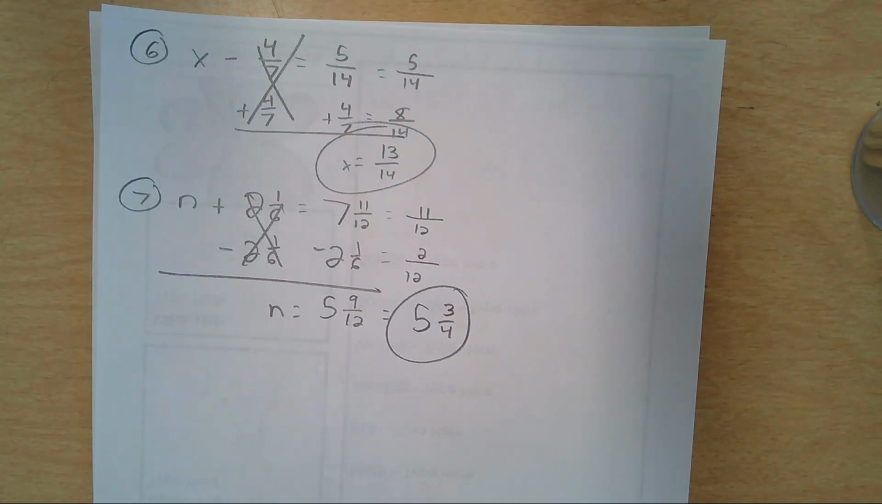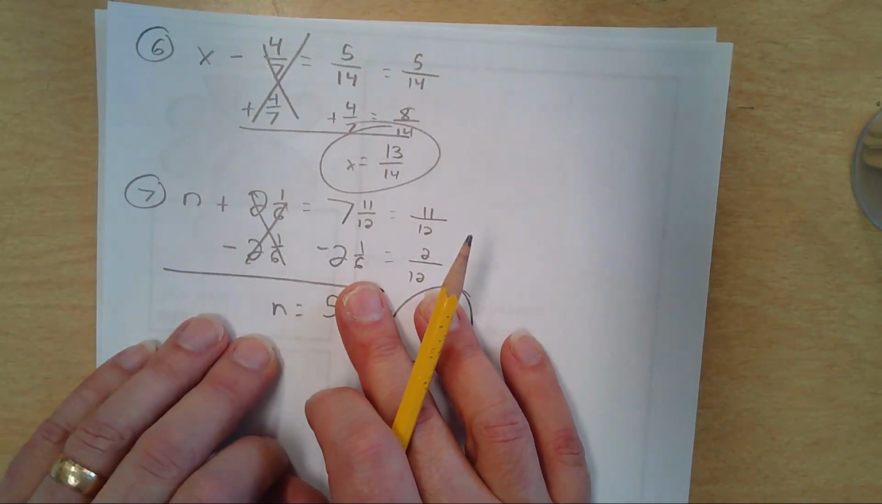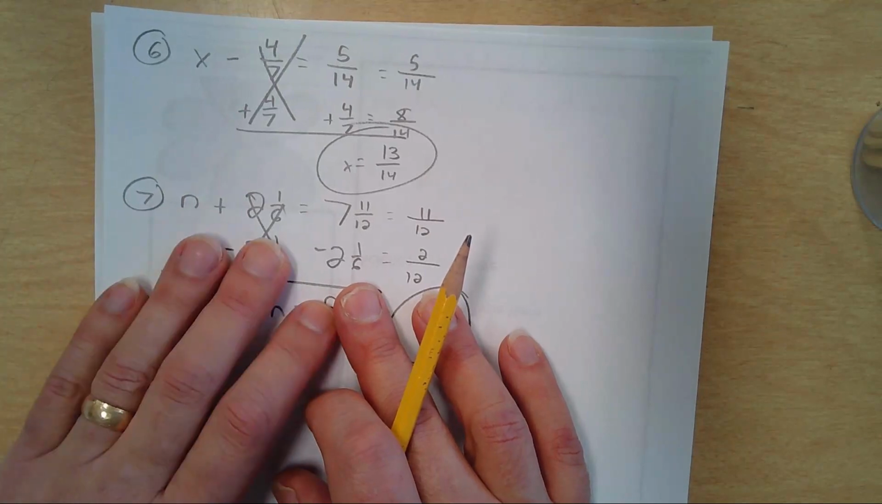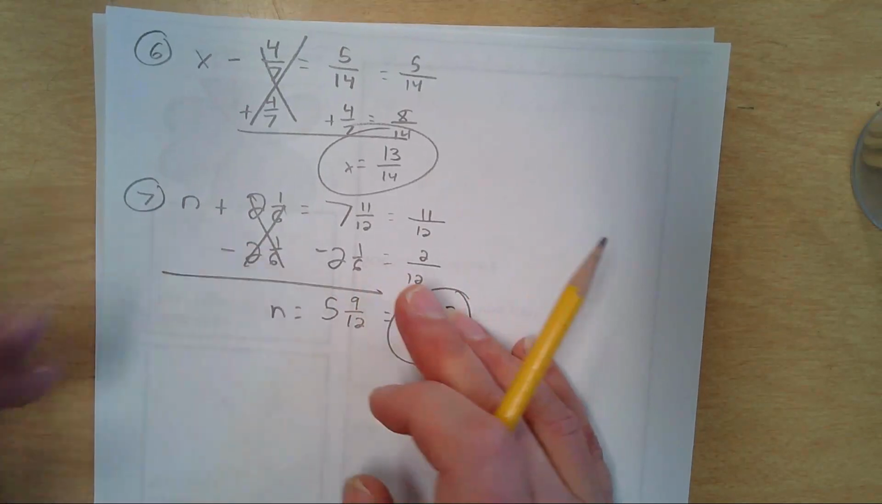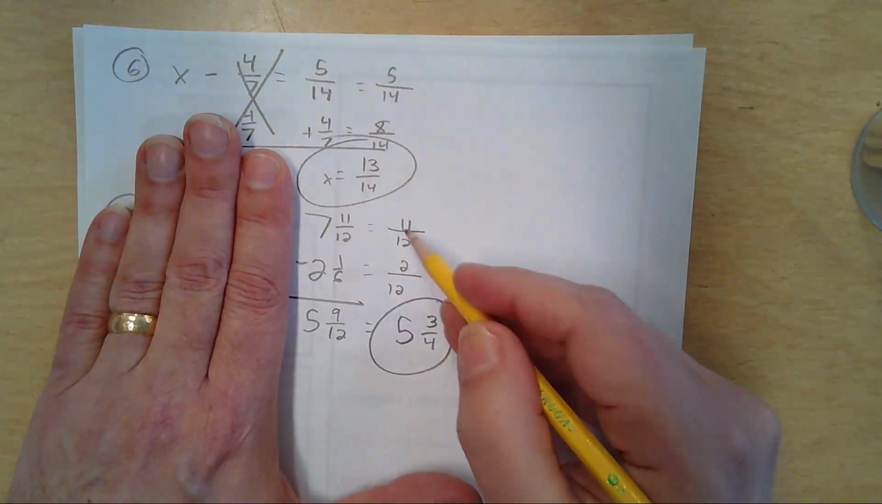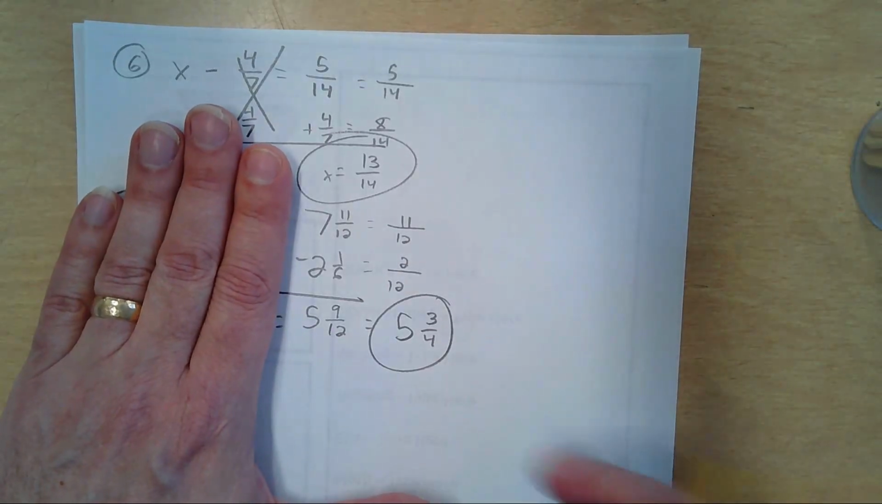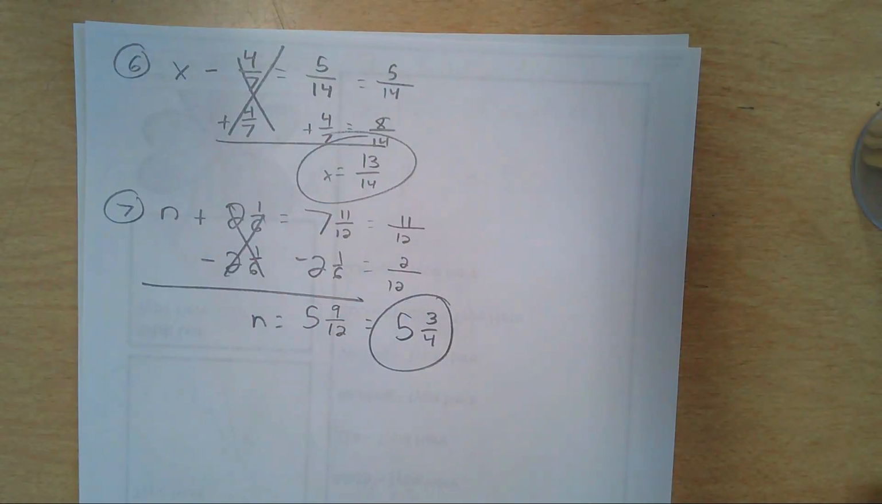Again, just same deal. He did both things he needed to do. He subtracted the right value to get n all by itself, undoing adding 2 1/6. Did it to both sides to keep the scale balanced. Solve your subtraction problem, get your common denominator, work through it, simplify as needed. There it is, 5 and 3/4.